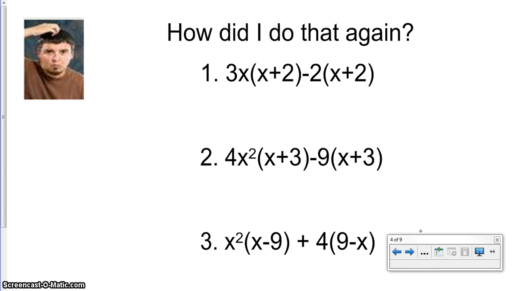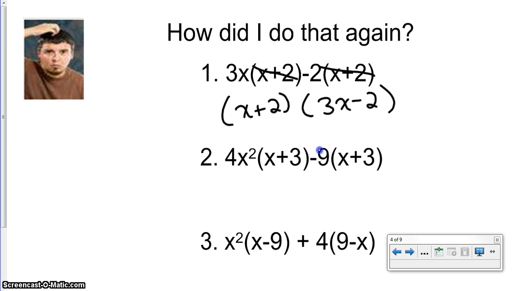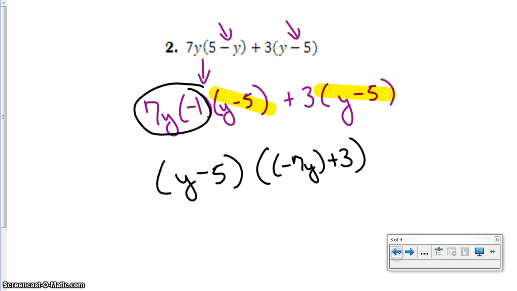Now, how did I do that again? Find the common binomial factor, factor it out, the remaining difference, or sum, in this case it's a difference, written as a factor. Go ahead and try this one. When you go to do this one, hint, hint, hint, hint, look at your notes from this slide.